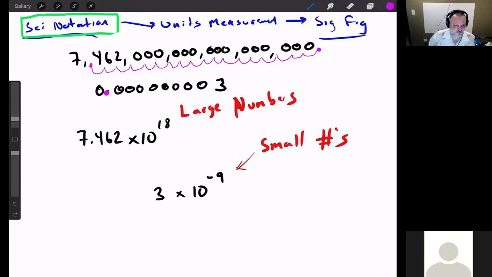The same thing is true with the small number. How many spaces did I move it? Instead of moving it to the left, though, now I'm moving it to the right. That's where the decimal place ended up last time. So that was 1, 2, 3, 4, 5, 6, 7, 8, 9. That's why it's 10 to the negative 9.